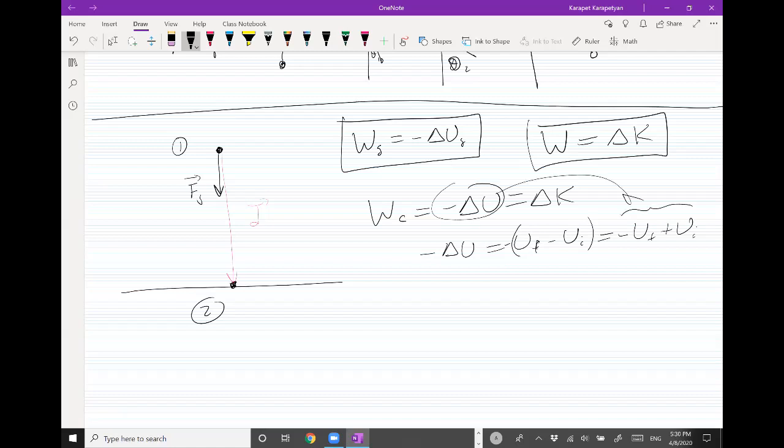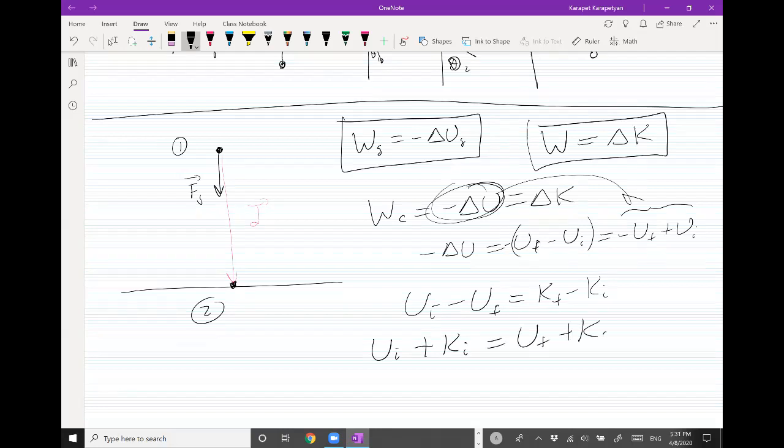That means here I can write this left side as U initial minus U final, right? Because negative delta U just ends up being U initial minus U final. And this is equal to delta K, which means K final minus K initial. Now if I rearrange, moving the initials to one side and the finals to the other, I end up with U initial plus K initial equals U final plus K final.